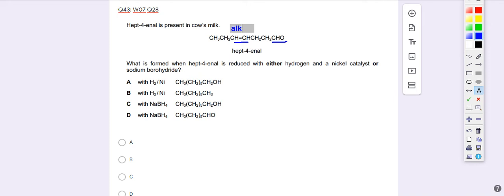The double bond is the alkene. Then the CHO is the aldehyde. Now they are asking about reduction with two different reducing agents. One is hydrogen and a nickel catalyst, and the other is sodium borohydride, NaBH4.